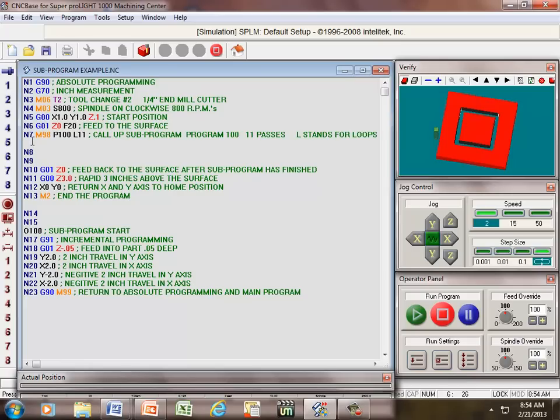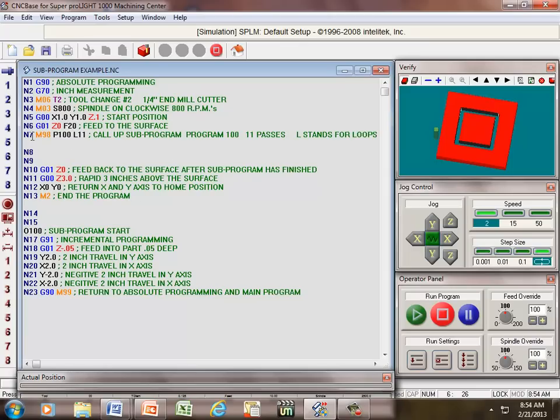Then on line seven, we call up our sub program. M98 calls up a sub. P100 happens to be the program number. L11 is the loops. It goes around 11 times. And here's the information for that. L stands for loops, and we're going to be doing 11 times.